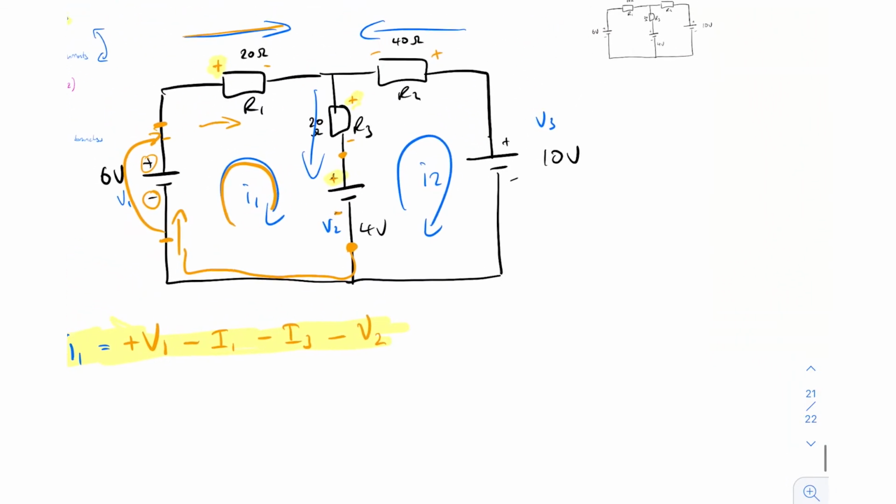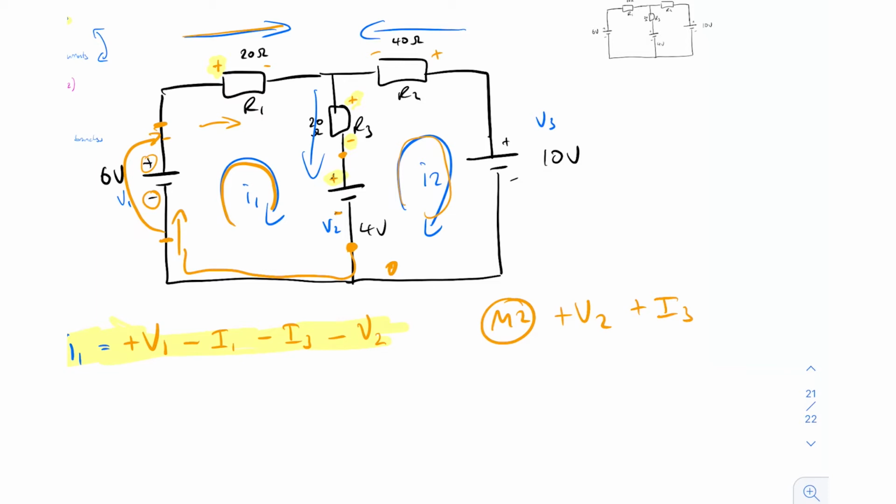Okay, let's do the one for mesh 2 or I2. So you go around here. Let's start from this point here. You're meeting V2 at its negative terminal, so that means you're having a voltage rise, right? So we're saying plus V2, and then you're meeting R3 or I3 at its negative terminal here again. So that means you're going to have again a voltage rise of I3.